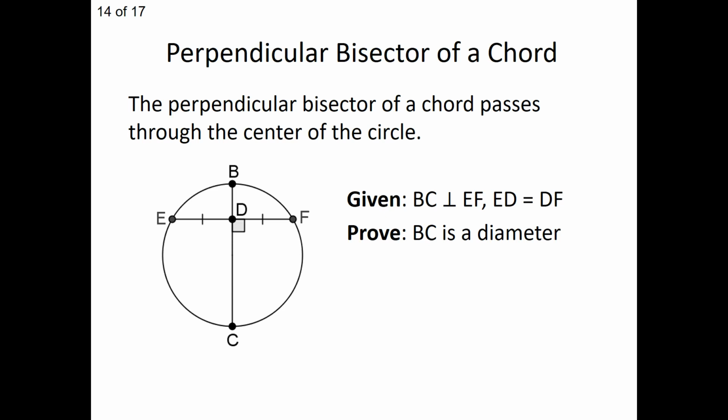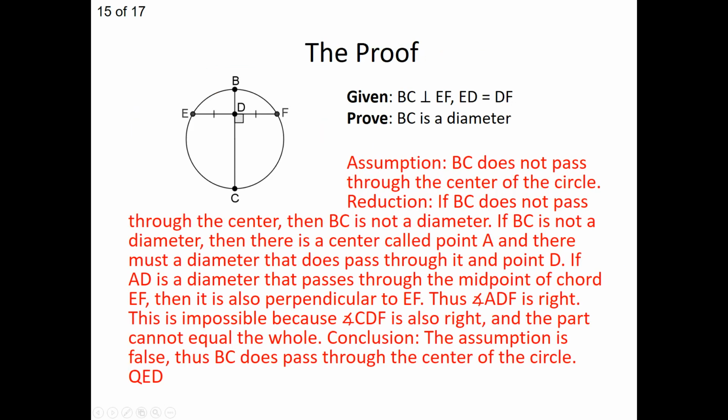So our approach to this one: how are we going to prove that BC is a diameter if we do know that BC is perpendicular to our segment EF and that it's a bisector of our segment EF? This is where things get a little fun with this proof. We're going to do this one indirectly. Yeah, that's right, an indirect proof for this one. It's a neat proof. So let's take a look.